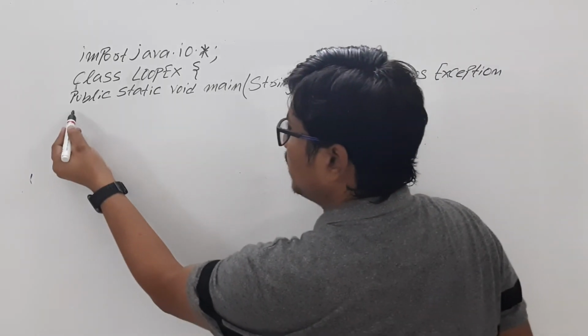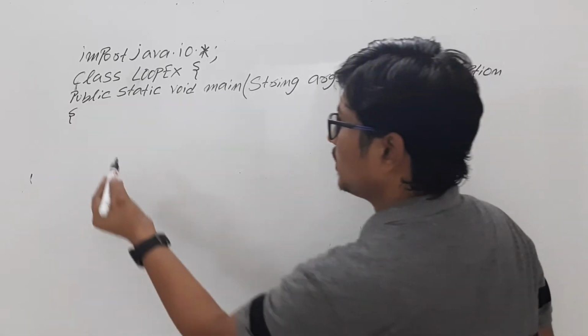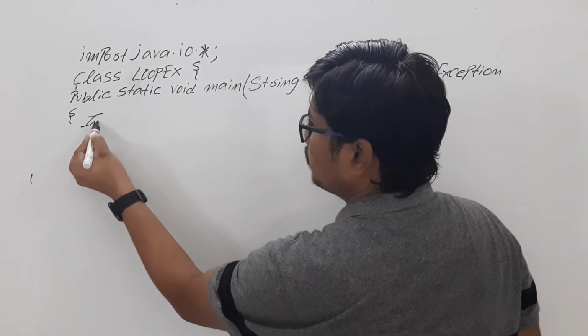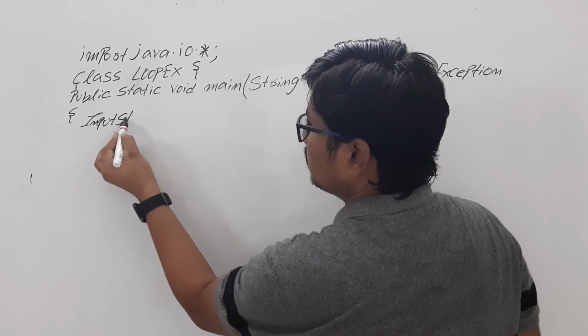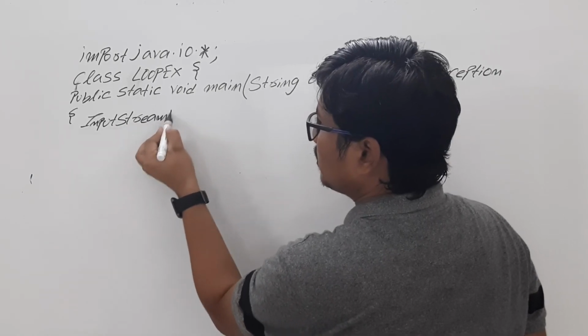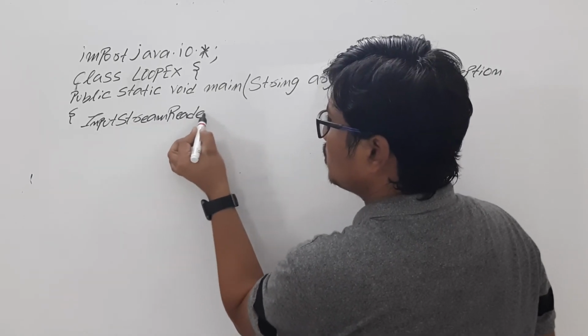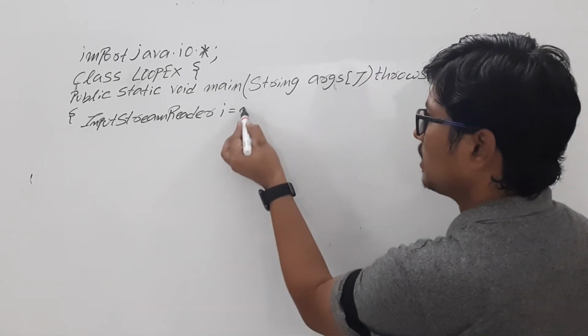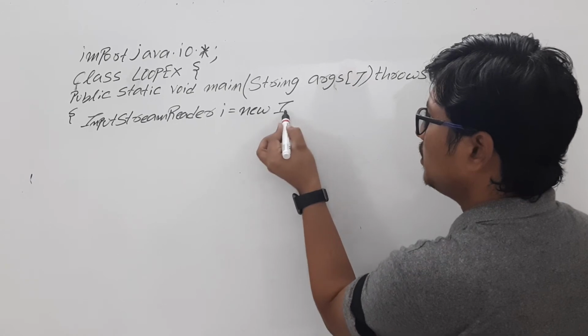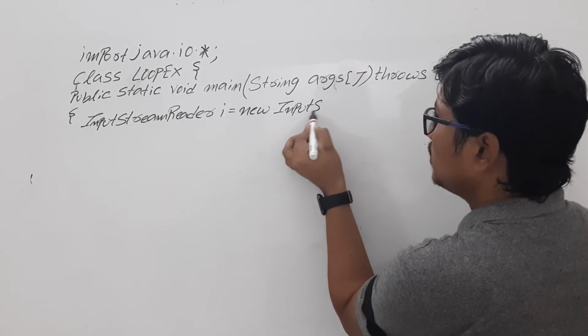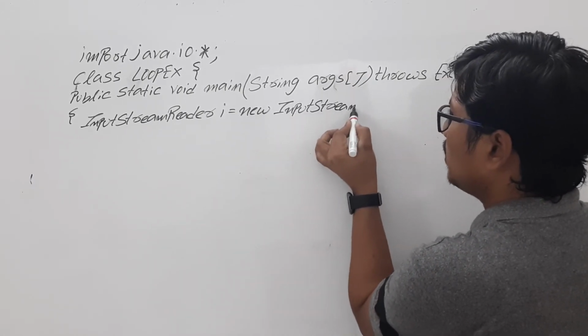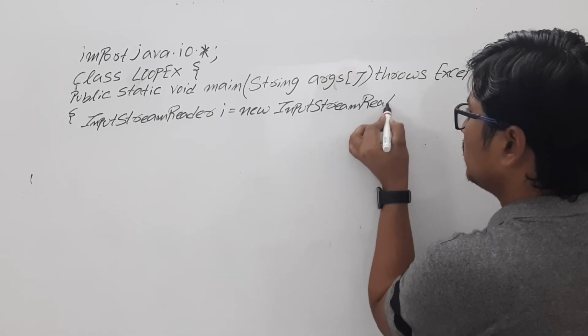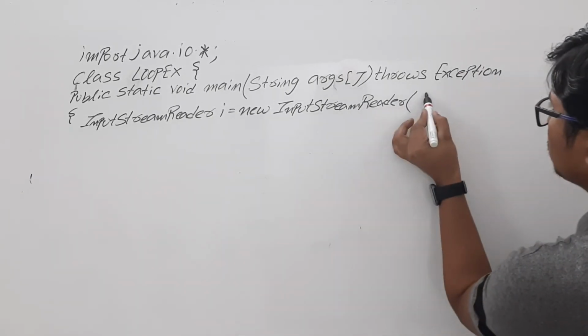Open the main, then you can write InputStreamReader i = new InputStreamReader(System.in). You are creating an object called i for the InputStreamReader class.